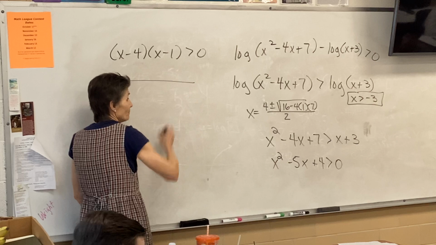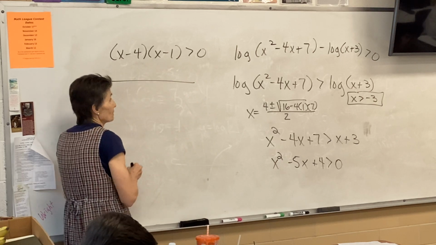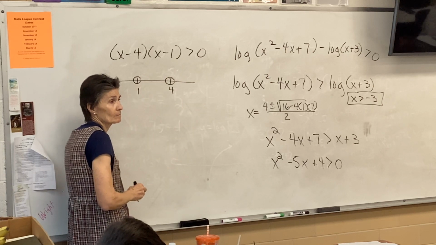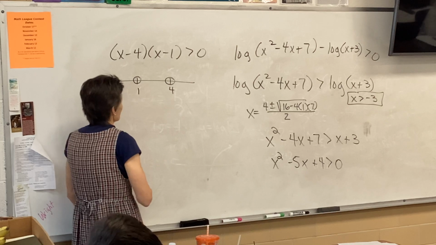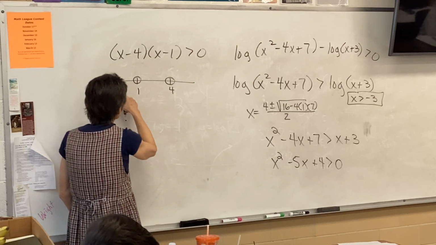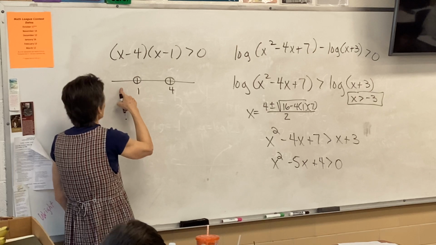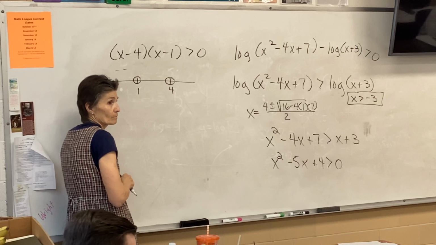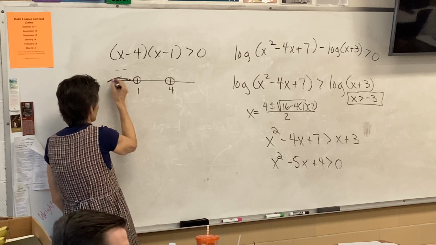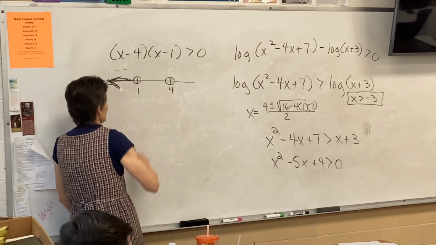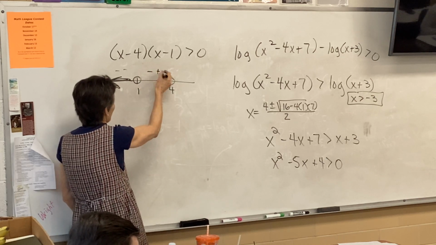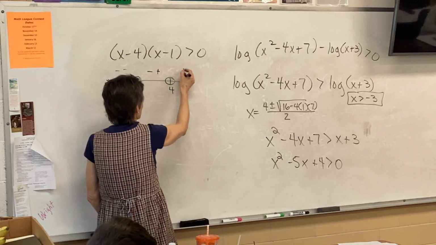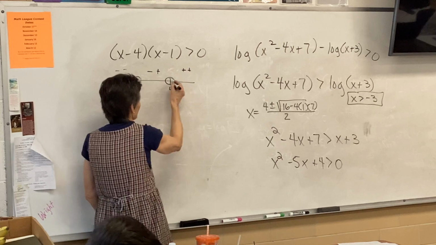We draw our number line, do a sign chart. Got dots at 1 and 4. Pick a number over here, like 0. That would be negative, negative. Does that work? Yeah, sure does. So this is part of my answer. All right, pick a number in here like 2, negative, positive. Does that work? Nope. Pick a number over here like 5, positive, positive. Does that work? Yep.